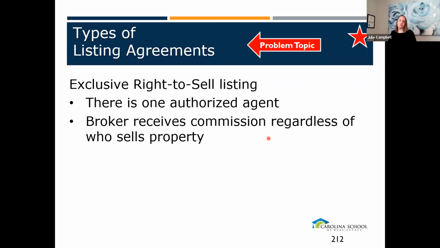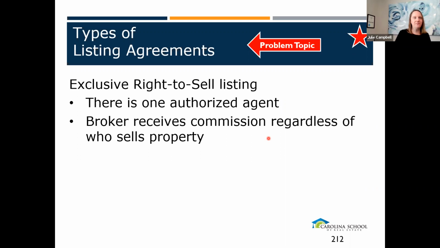That's called the exclusive right to sell. Exclusive meaning how many firms? Just one. And guess what? You get paid no matter where the buyer comes from. You bring the buyer, you get paid. An agent in a different firm brings a buyer, you get paid. The seller sells it in the break room. Guess what? You get paid.